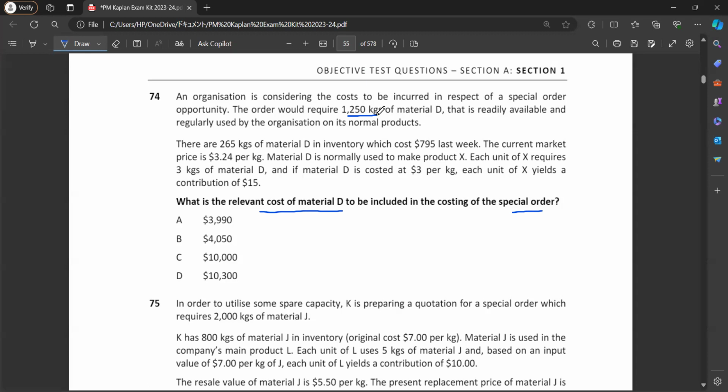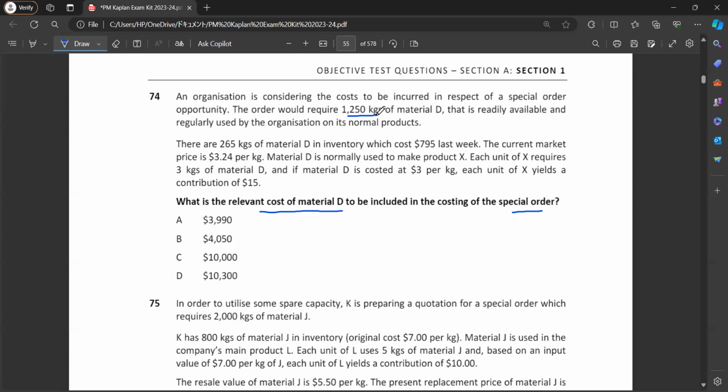Material D is available, but is that material D available to be used in the special order? No, because material D is normally used to make product X. So we do not have the possibility of using material D for the special order. Each unit of X requires 3 kgs of material D and D is costed at $3 per kg. Each unit of X yields a contribution of 15.